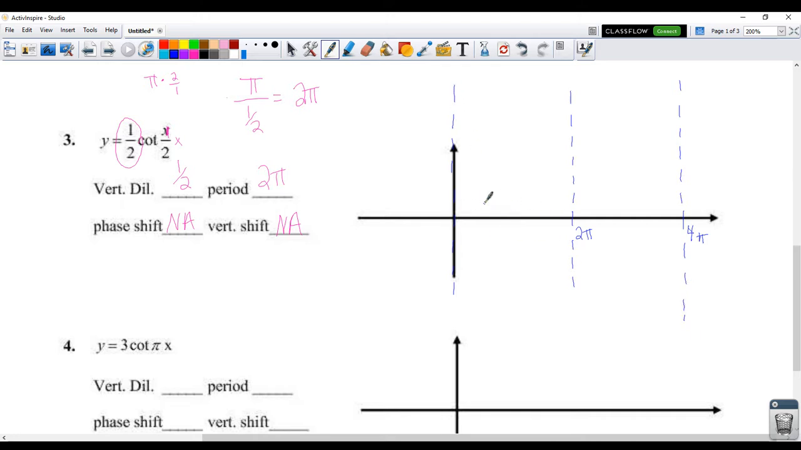So in between, exactly in the middle of your asymptotes is your 0. So we have a 0 at pi and we have a 0 at 3 pi. And we probably have a 0 over here at negative pi, just for fun. Okay? Now 1/2. 1/2 is our dilation factor.